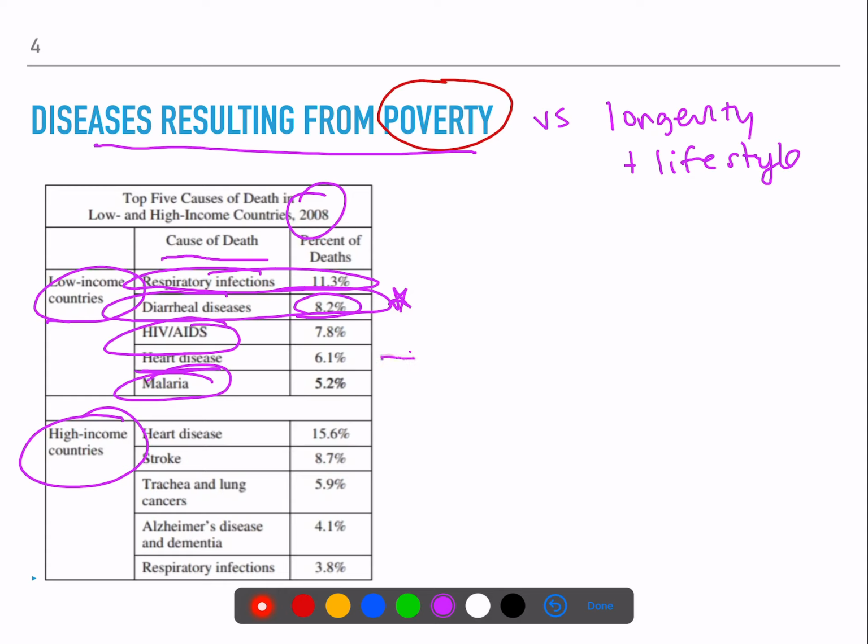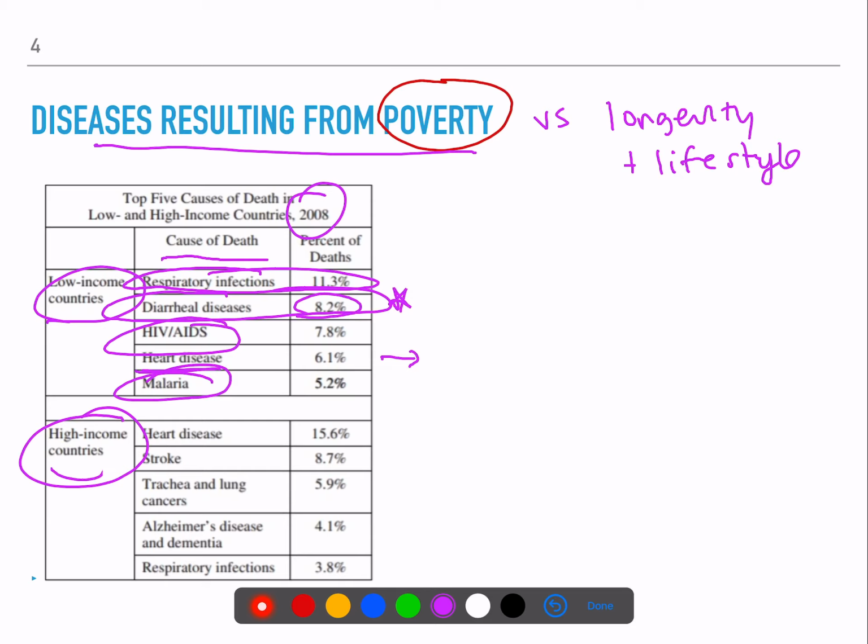So, heart disease, right? Poor diet, poor exercise habits, poor health in general, and then malaria because you don't have access to proper sanitation, because you don't have clean running water. So there's a fertile breeding ground for mosquitoes.